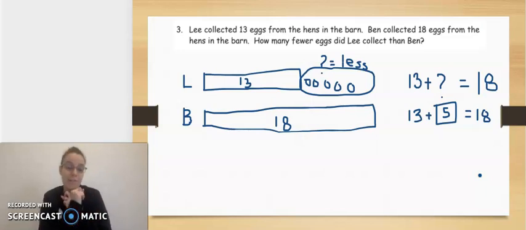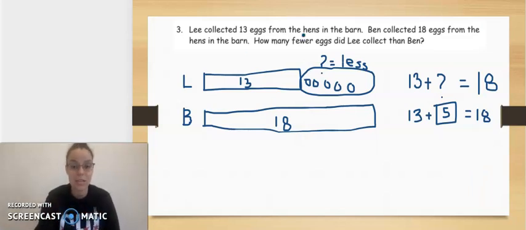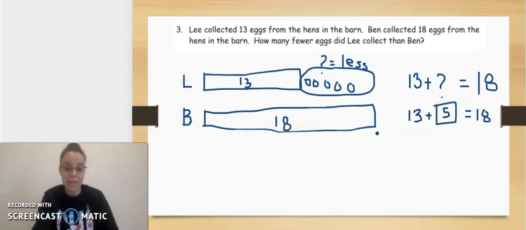Nice job. Looks like you guys are ready for your exit ticket. Remember, you must have a representation, situation equation, number sentence with the box around the answer, and your answer sentence has to answer the question. Sometimes it might be easier to count on, like here. Sometimes it might be easier to subtract or count back. It's up to you. Okay? Here's your exit ticket for today.